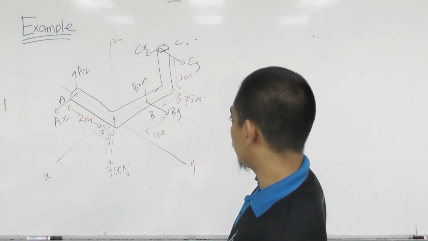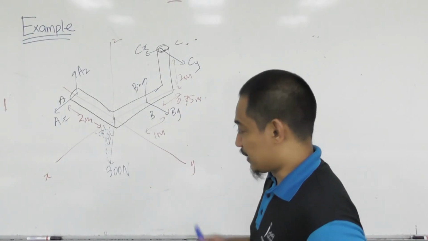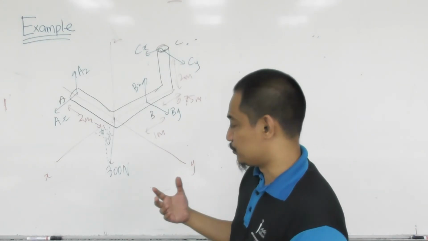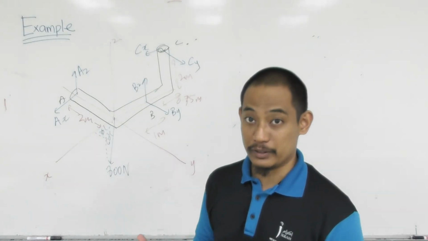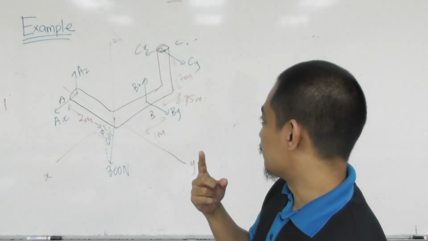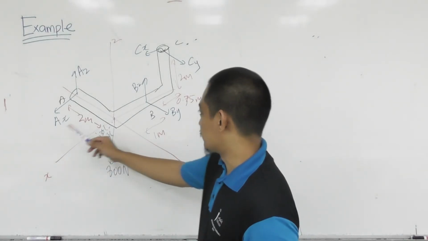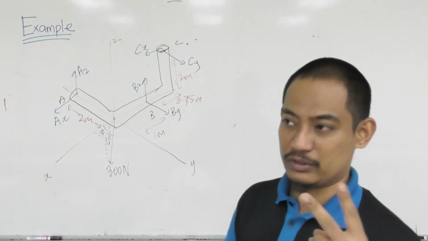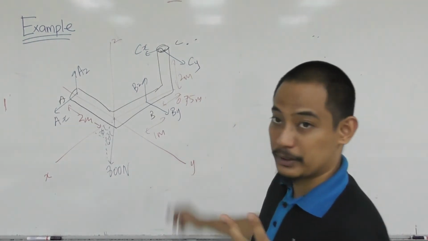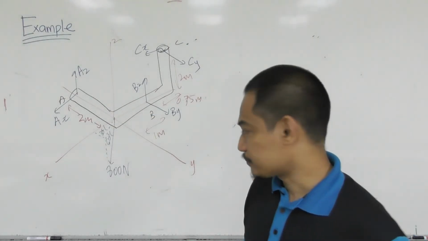How many unknowns? 6 unknowns, so you will use all 6 equations, obviously. Again, which equation to use first? Sometimes the question will leave you to use simultaneous equations anyway. For example, if you do summation of Fx, how many unknowns? The x component and x component, 2 unknowns, so it will not give you a straight answer. Summation of Fy equal to 0, you have 2 y components. Summation of Fz equal to 0, you have 2 z components, right?